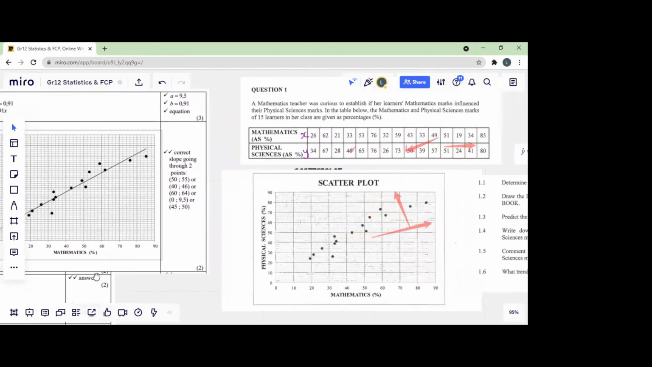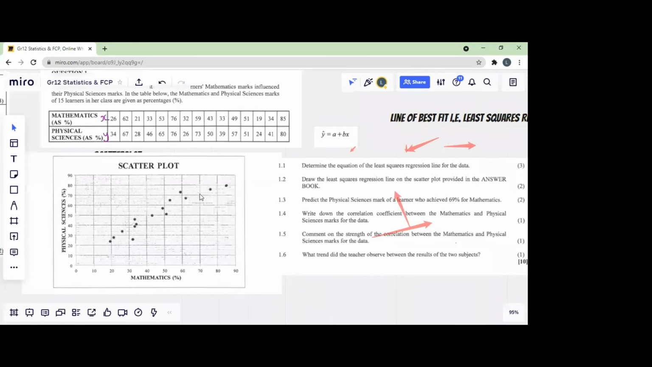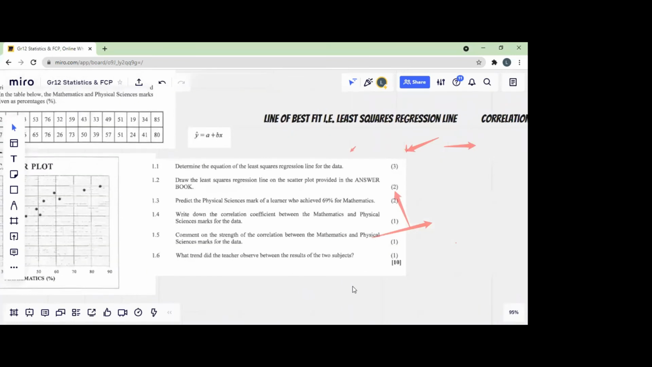Okay, so you would be expected, let's just move this out the way. Here's my pen. Okay, so the equation of the least squares regression line, in this case, is the line y equals 9.5 plus 0.91x, if I'm not mistaken.